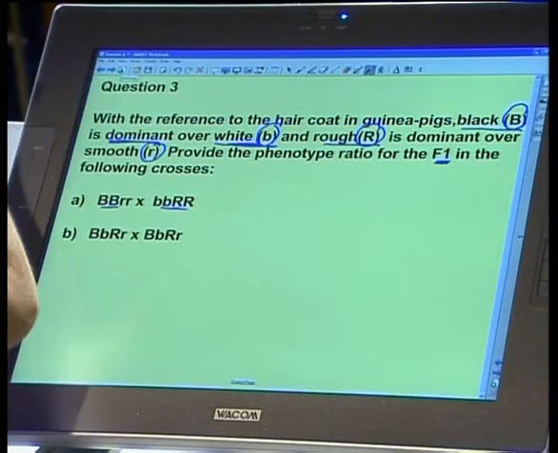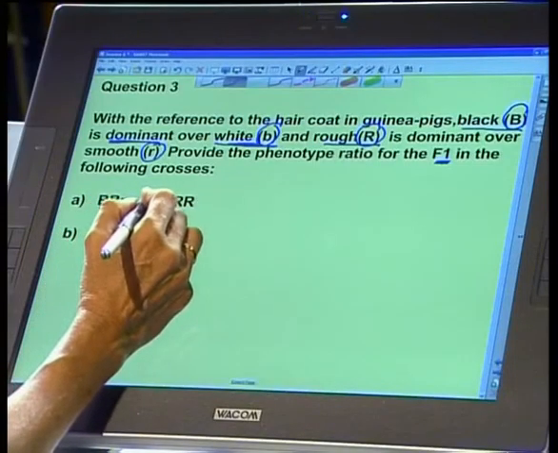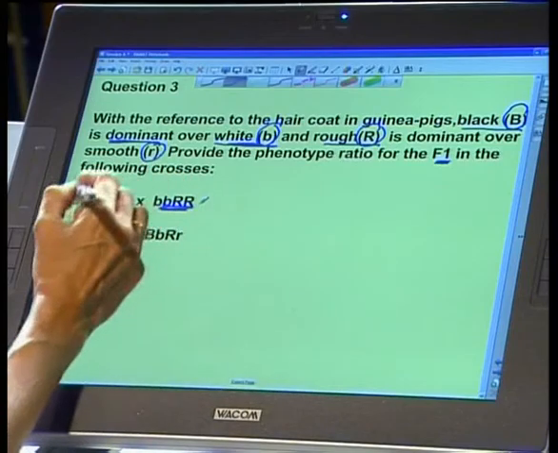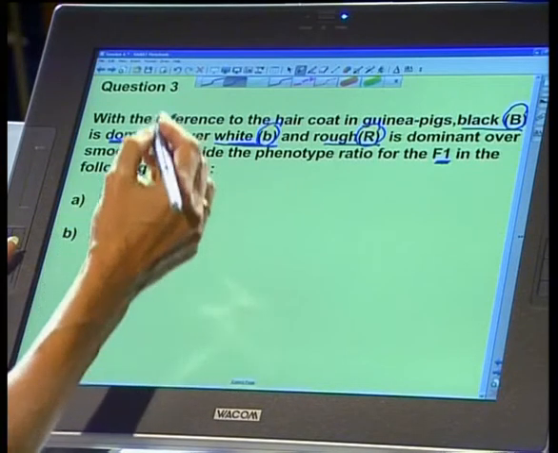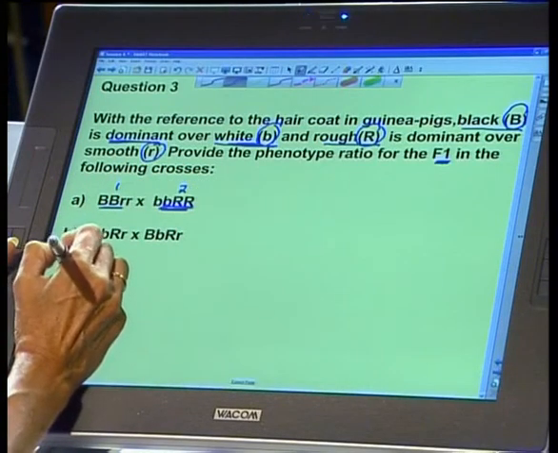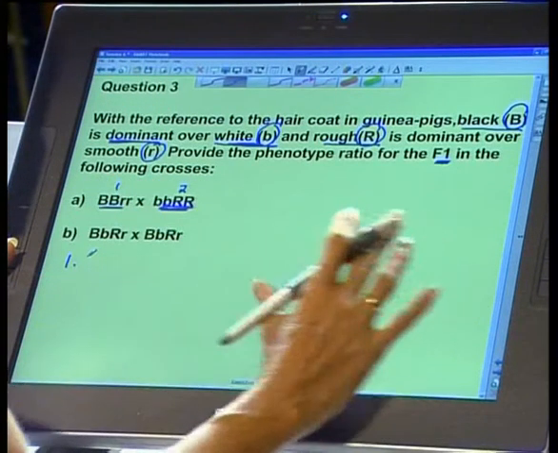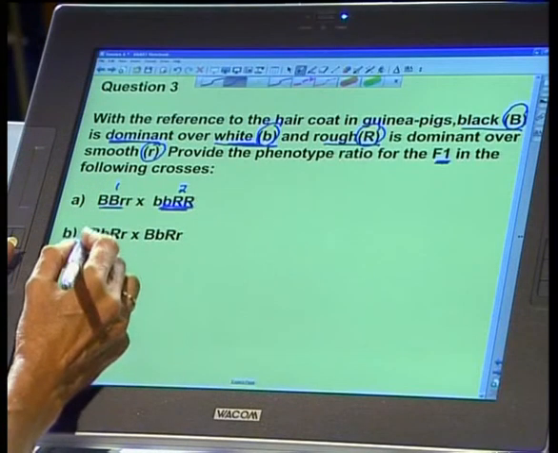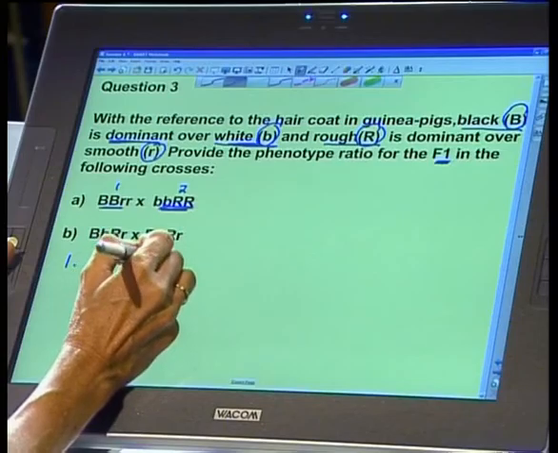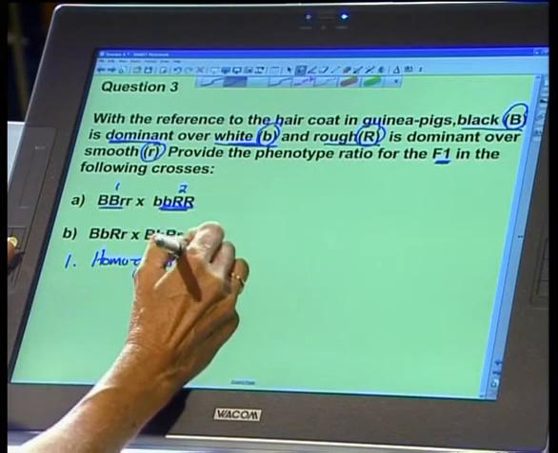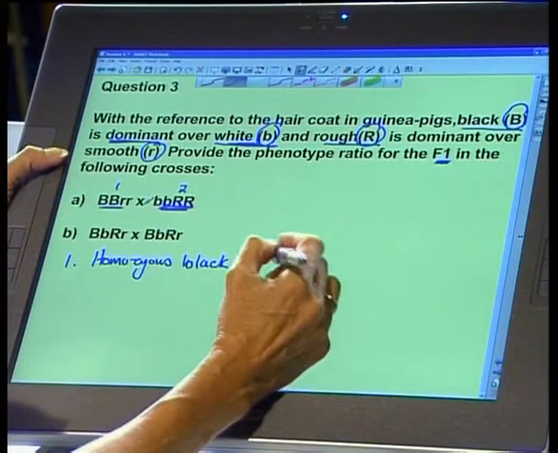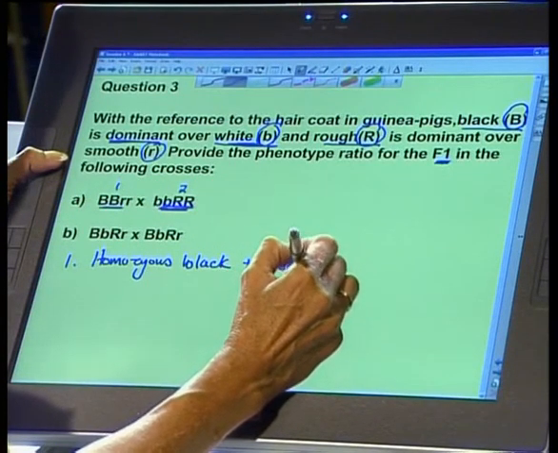And you're going to do this with me. So, capital B, small r, and small b, capital R, capital R. We're going to look at these parents here, and we're going to look at what they are going to produce. So we say this is parent 1, and that's parent 2. So parent 1, just for our own writing out on our page, we're going to say this parent is going to be homozygous black, and it's going to have little r, so it's going to be homozygous smooth.